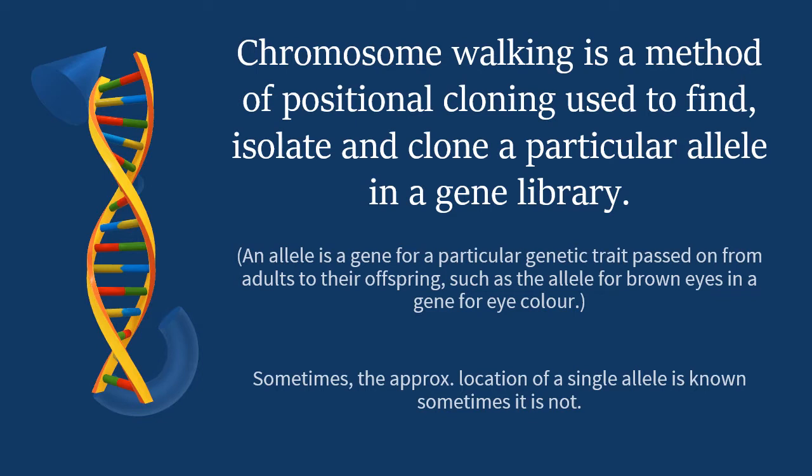So what is an allele? In a given gene, a part of that gene, or a sequence which codes for a particular genetic trait, is known as an allele. This trait is passed on from adults to their offspring, such as the allele of brown eyes in the gene of eye color. So that is an allele.